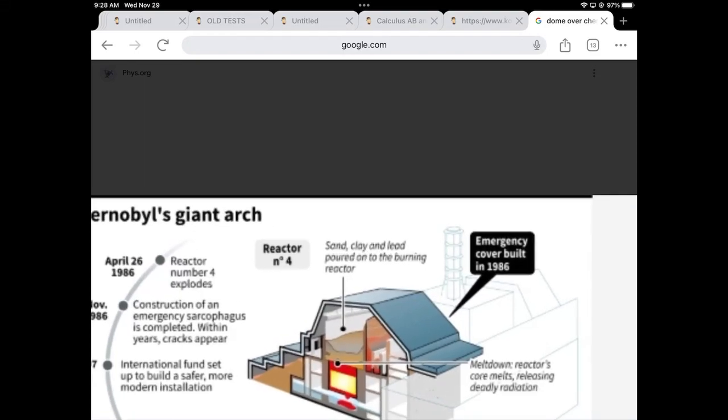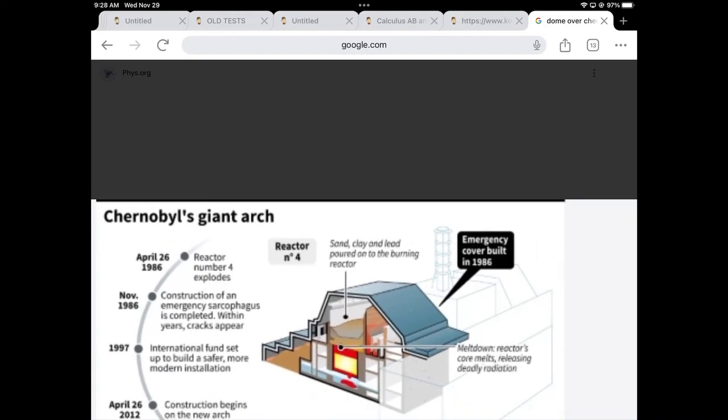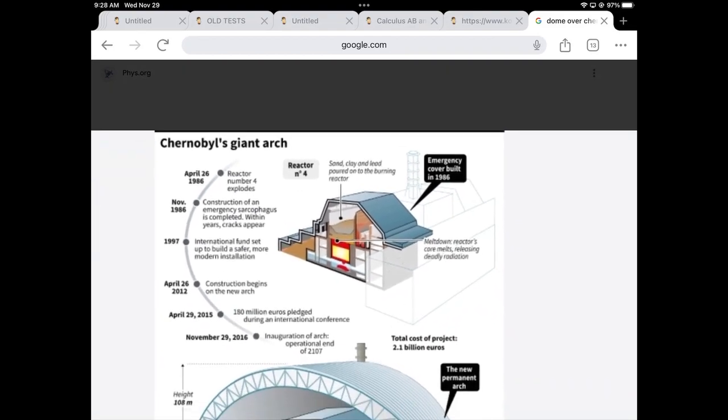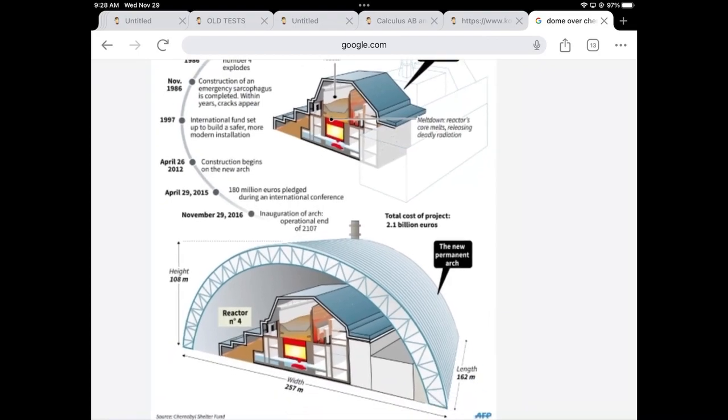That was built in 1986. The emergency sarcophagus was built in 1986. So they tried right away to cap it. Oh crap, this stuff's getting out. This is bad. Let's cap it. But it cracked and it was insufficient, so now they just built a dome over it. Now that doesn't mean that people can still come back in and inhabit Chernobyl.